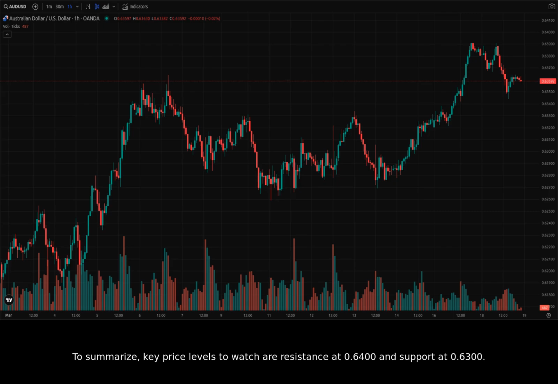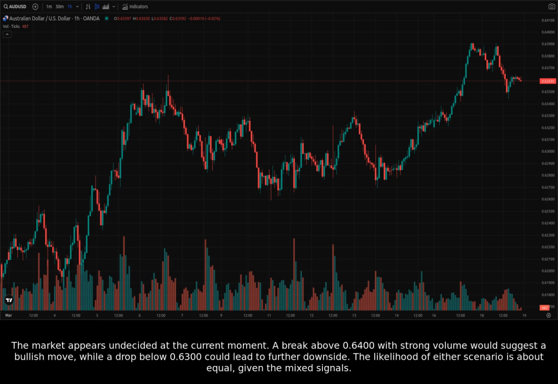0.6400 and support at 0.6300. The market appears undecided at the current moment. A break above 0.6400 with strong volume would suggest a bullish move, while a drop below 0.6300 could lead to further downside. The likelihood of either scenario is about equal, given the mixed signals.